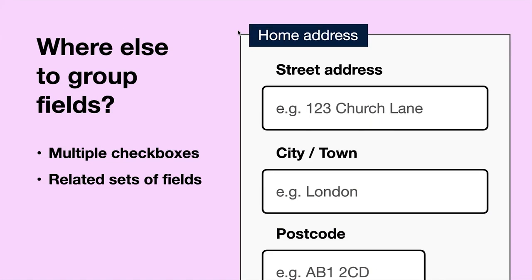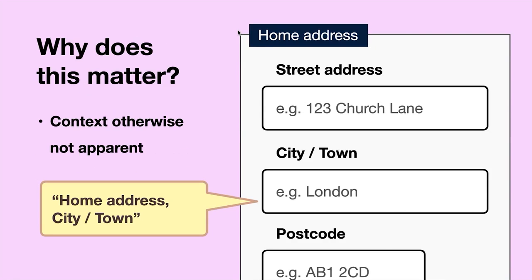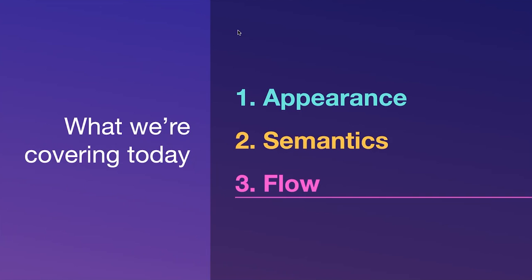Where else would you do this? Well, it's the same for checkboxes. If you've got a whole set of checkboxes, exactly the same problem applies. So same thing. Also, if you've got related sets of fields, so things like addresses here, these are related in that they're all a home address, but you don't really want to say "home address street, home address city, home address postcode" for each label. And again, they won't hear the heading or the text or whatever above your fields. You have to link them. So doing a fieldset is a good solution here. And yeah, without that, the context is not otherwise apparent.